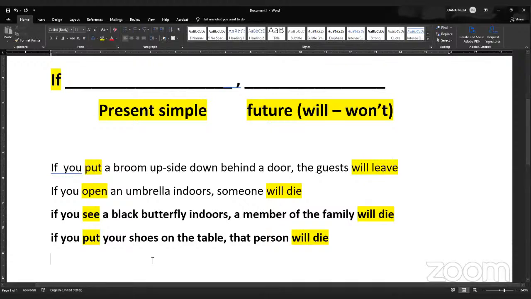To try to understand the form, la forma, la estructura del primer condicional, the structure of the first conditional. You see? These words over here, put, open, see, once again, put, present simple. The other clause, will live and then will die, is future simple. Use the modal will for positive or won't for negative.